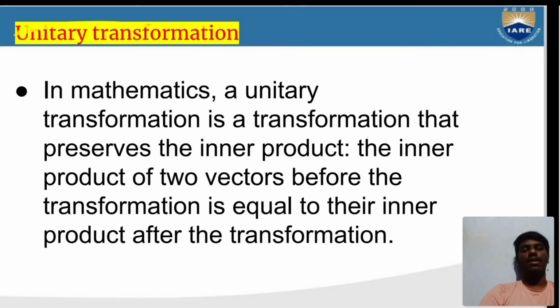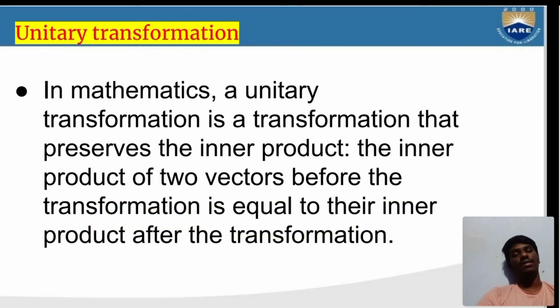And what is a unitary transformation? In mathematics, a unitary transformation is a transformation that preserves the inner product of two vectors: the inner product before the transformation is equal to the inner product after the transformation.